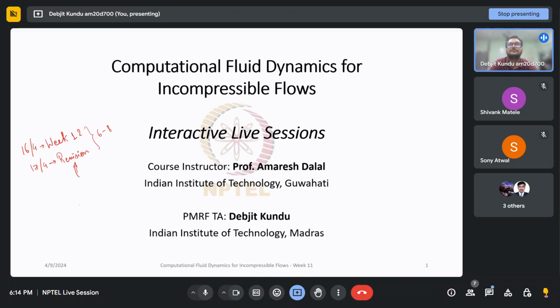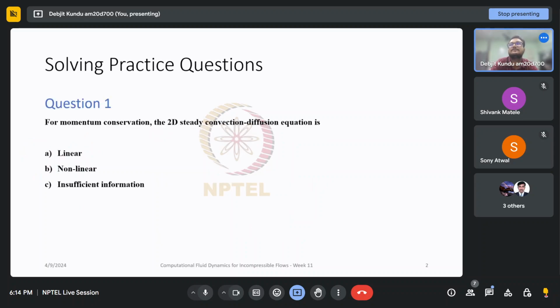Okay, so let's get started with today's session. This is our first question, which is asking that for momentum conservation, the 2D steady convection diffusion equation is what? Is it linear, non-linear, or is there not sufficient information given in the question?